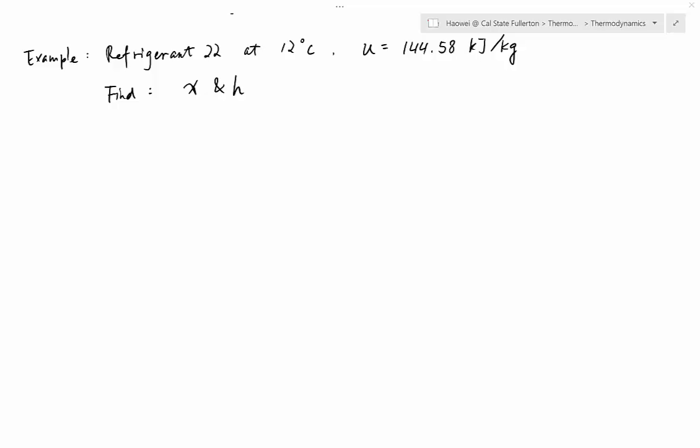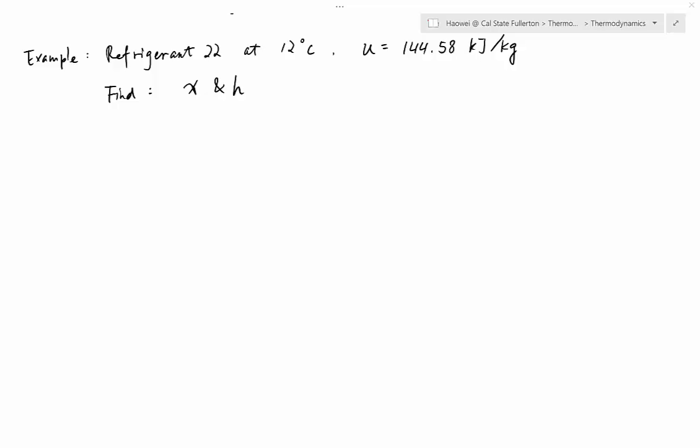The substance we have here is refrigerant 22, and we know the temperature is at 12 Celsius. We also tell you the specific internal energy, lowercase u, of refrigerant 22 at this temperature is 144.58 kilojoule per kilogram. And we're looking for x, which is quality, and the lowercase h, which is specific enthalpy.